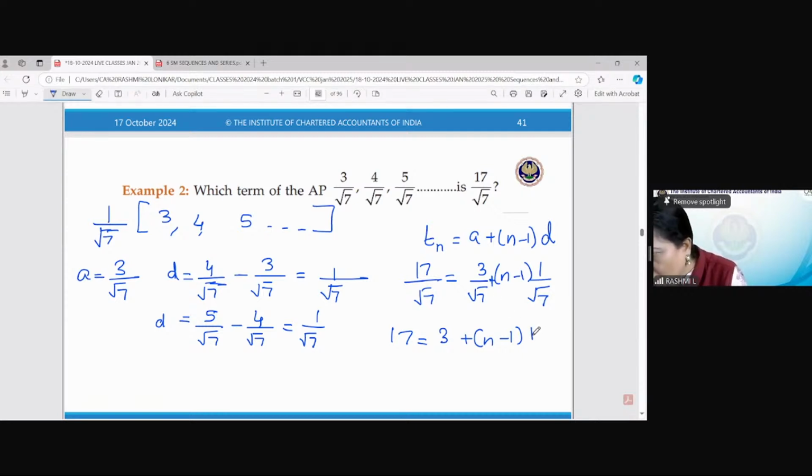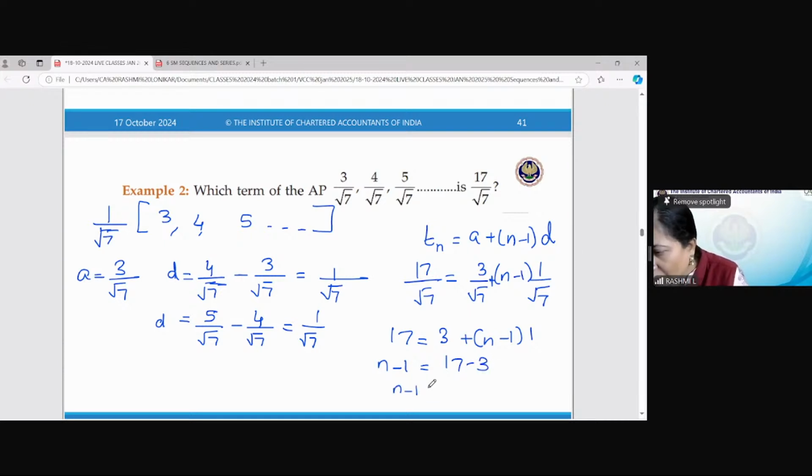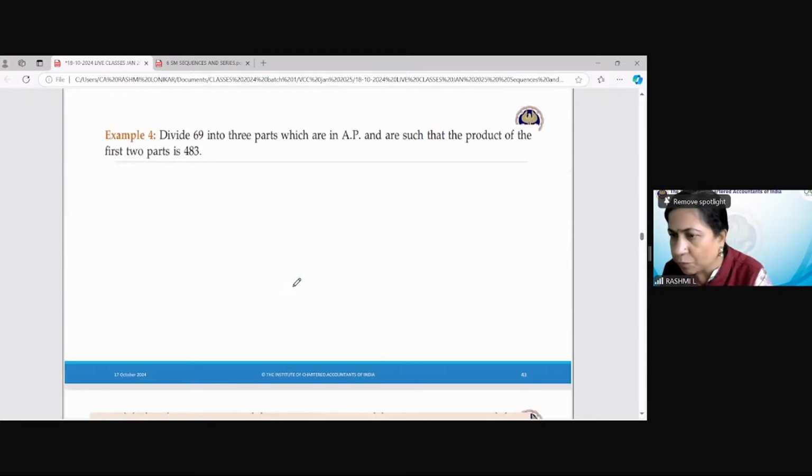So 1, not D. Okay, 1. So what does it give me? n-1 is equal to 17 minus 3. So n-1 is equal to 14. So n is equal to 15. So answer is 15. Is that clear? Power not 13, 15. Okay. This is the sum Shiv had told.